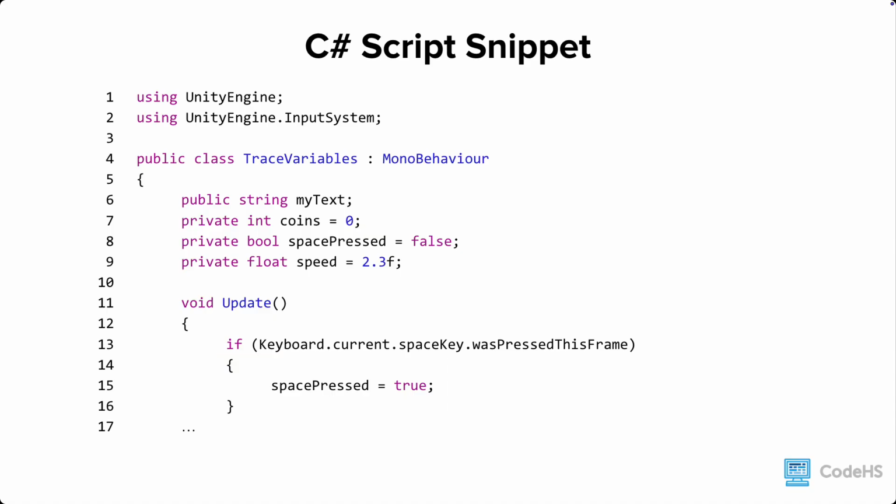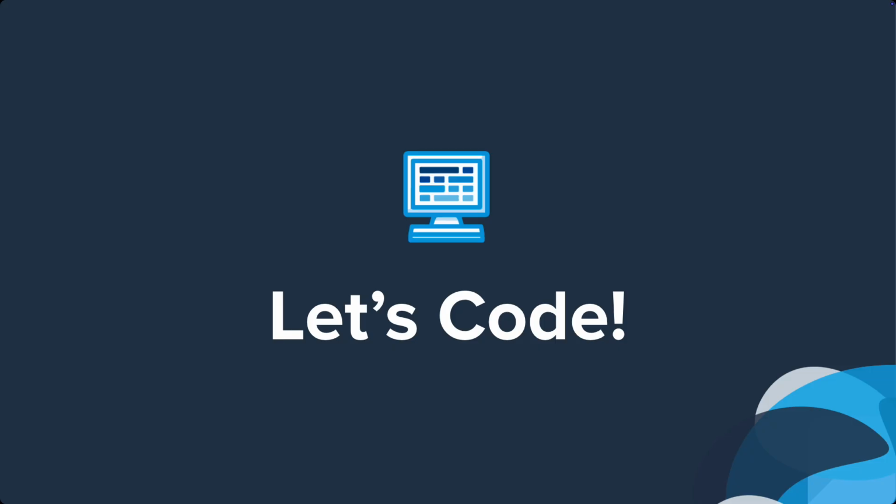Changing the value of the space pressed variable might cause something else to happen in the update function, but since we only have a snippet of the script here, you'll have to investigate that on your own. Now that you know more about variables and how they're used in Unity C# scripts, it's your turn to explore, test, and create some game code using variables.